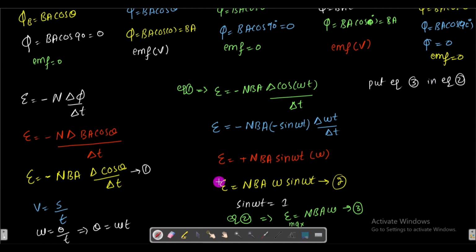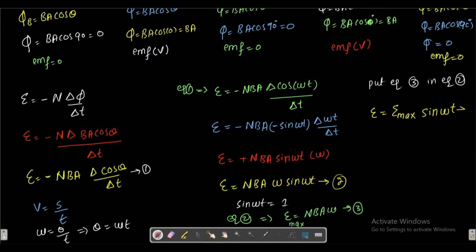Equation 2 becomes electromotive force is equal to N B A omega, so instead of N B A omega we will put E, the maximum electromotive force, times sine omega t.